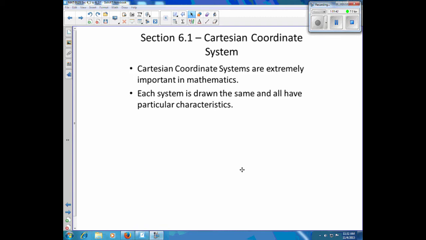So Cartesian coordinate systems are extremely important in mathematics. This is how we graph every function that we've been talking about for the entire class. Each system is drawn the same and they all have particular characteristics. So in the next slide, we're just going to look at a Cartesian coordinate system and talk about the different parts.